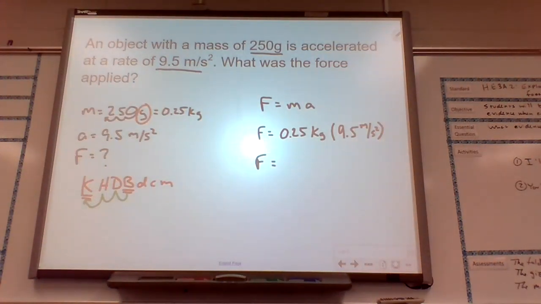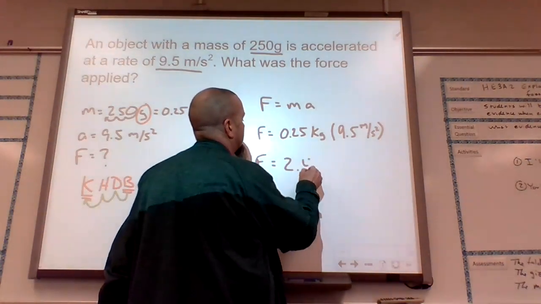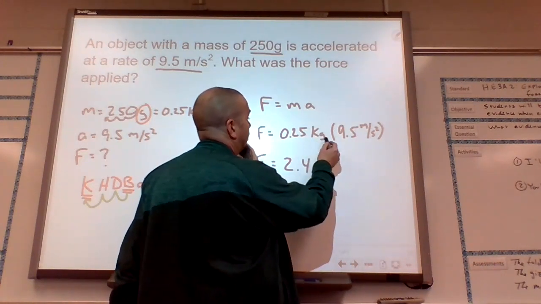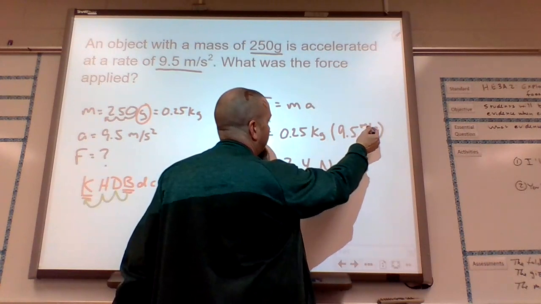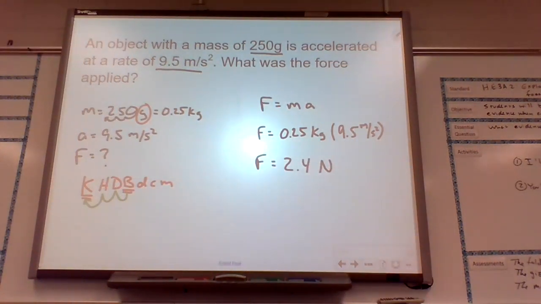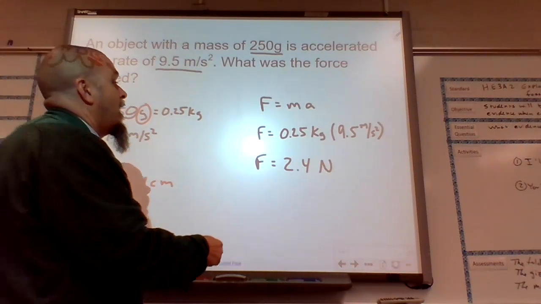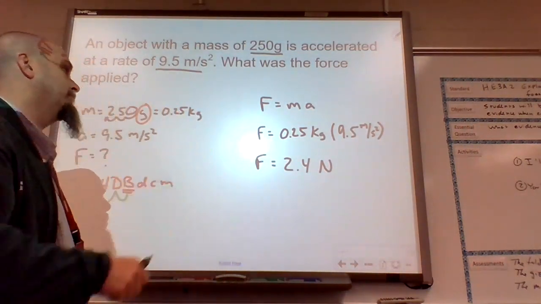So 0.25 times 9.5 is 2.375. We'll call it 2.4 kilograms times meters per second squared. Kilograms times meters over second squared, that would be newtons. So again, if you understand this concept that 1 Newton equals 1 kilogram meter per second squared, you can see I'm going to get kilograms times meters on the top. I'm going to get second squared on the bottom. That's a Newton.